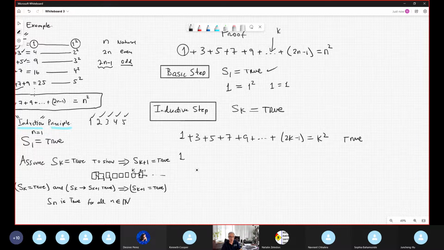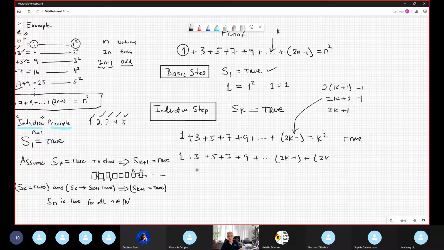You copy exactly the same 1 plus 3 plus 5 plus 7 plus, you copy this guy, which gets 2k minus 1. And you include what's the next of this. Let me try to understand what's the next. Mentally, I replace k for k plus 1. So you copy k plus 1 in the place of k. Then 2k plus 2 minus 1. It's 2k plus 1.